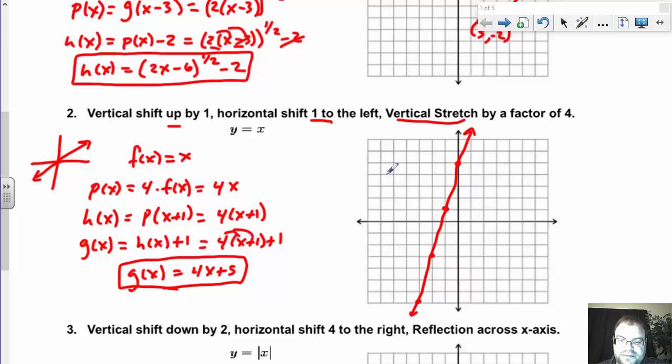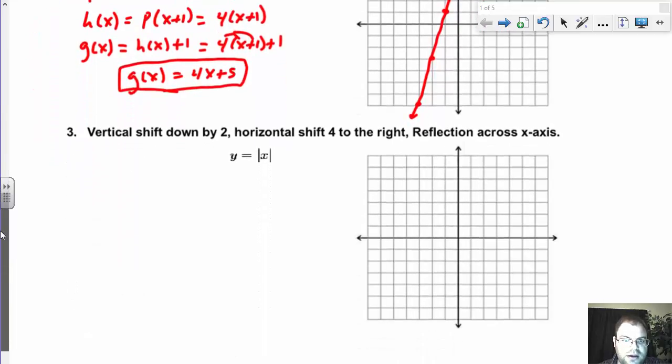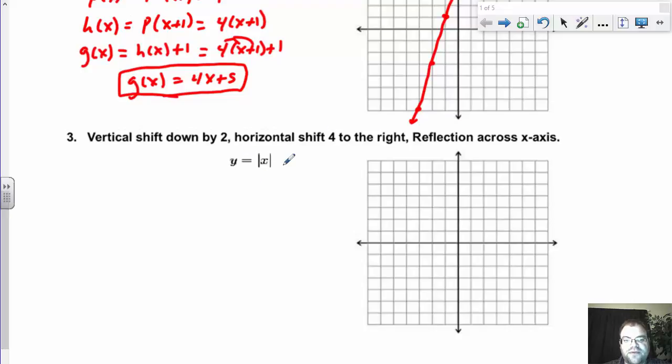Yeah, not perfect, but that's how I'm doing this here on the smartboard. So there you go, and that would be that answer. Here we have the parent function of the absolute value of x. So what does that graph look like? The absolute value of x looks like a V that's going from the origin.